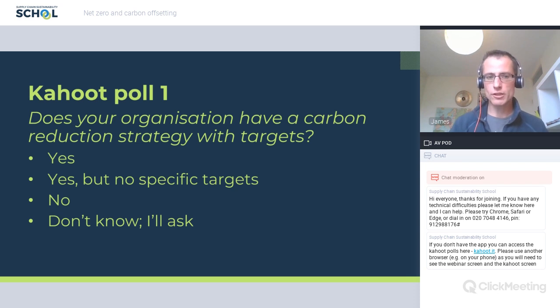So on to the first Kahoot poll. If you want to grab your phones or go onto the kahoot.it website, we're going to have the first question for you. Does your organization have a carbon reduction strategy with targets? The answers are simply: yes, we've got one; yes, we have, but there are no specific targets in it; no; or finally, I don't know, I'll go and ask. So if we flip over to the Kahoot page, please.